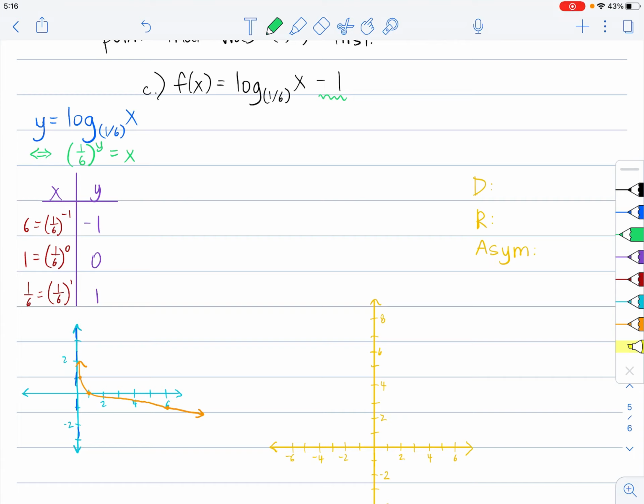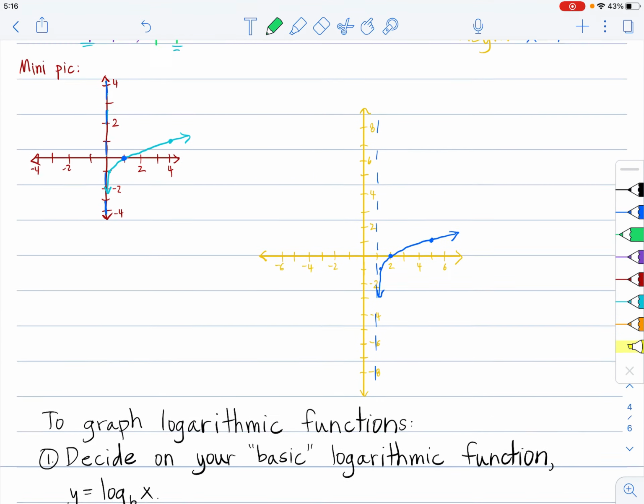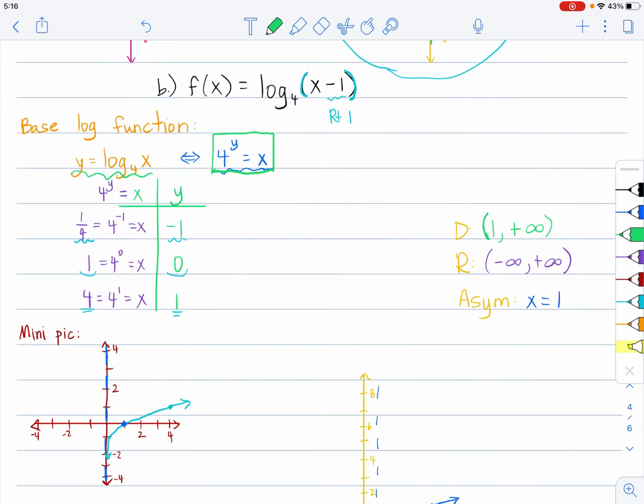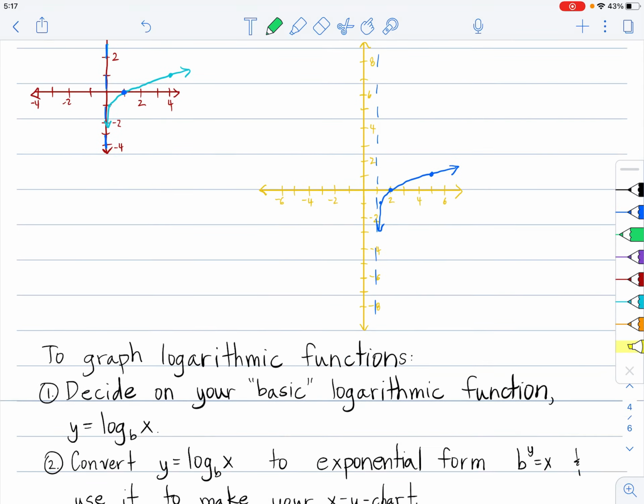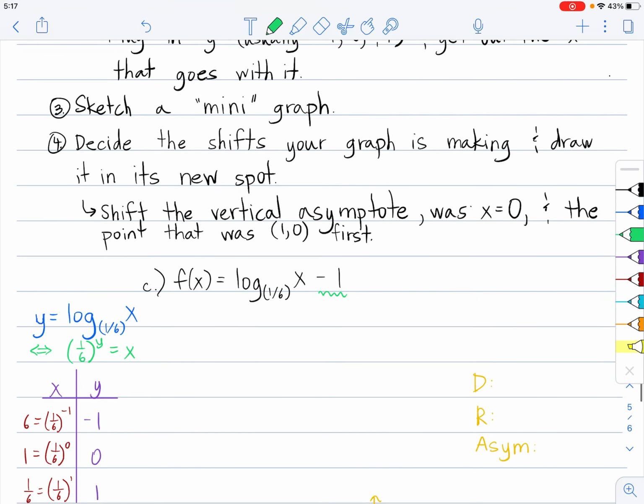Log base 1/6 of x minus 1 is not the same as log base 4 of x minus 1. How did I know that -1 was inside here? I knew that it was inside here because of the parentheses. And the other point that I'm making here is that without the parentheses, it needs to be considered outside. And outside is our up or down move. We do the same as the outside, which is why we go down 1.